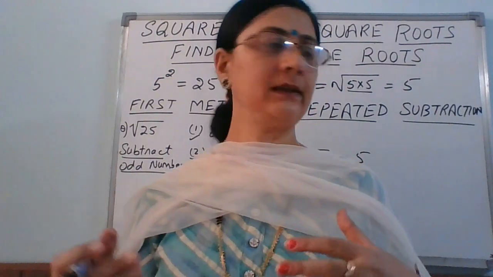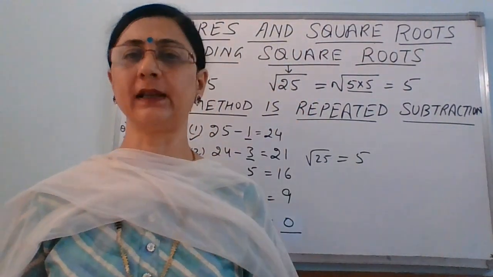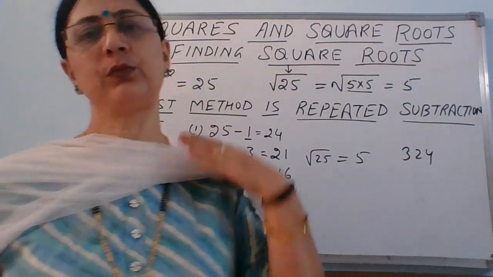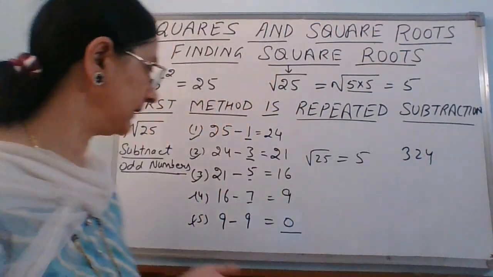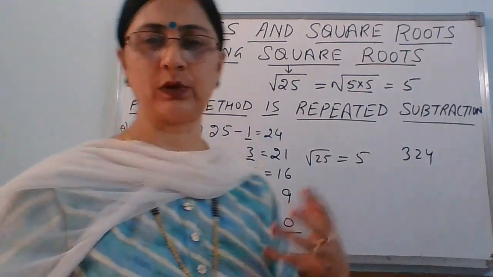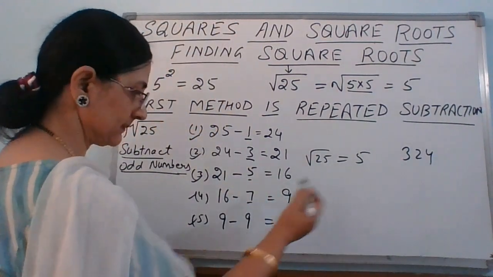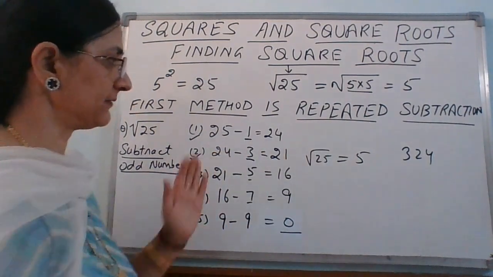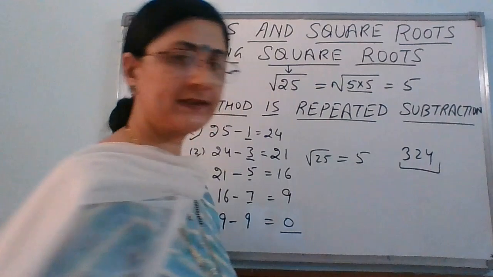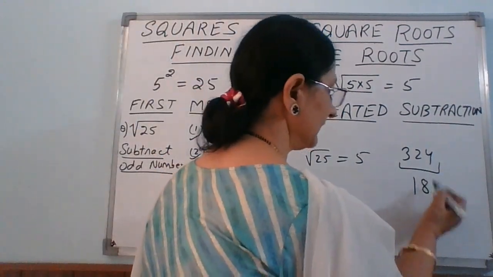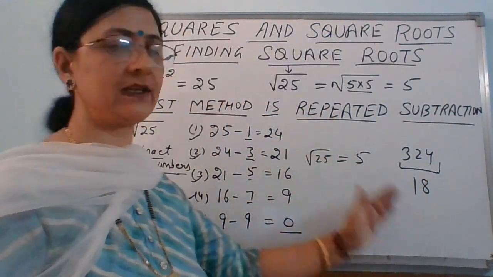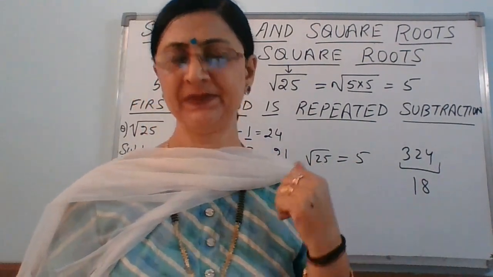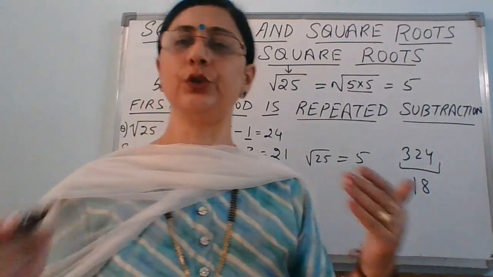This is a little lengthy method. If you have a very big number, like I'll give you 324, it becomes very difficult. It will take you a lot of time. It's a time-consuming method. This can be done for smaller numbers. Now you'll be subtracting 324 minus 1 minus 3 minus 5 minus 7. Because 324 is the square of 18, it will take 18 steps to subtract. When the 18th step comes, you will get the 0. So it is a little time consuming, but you should know the method.